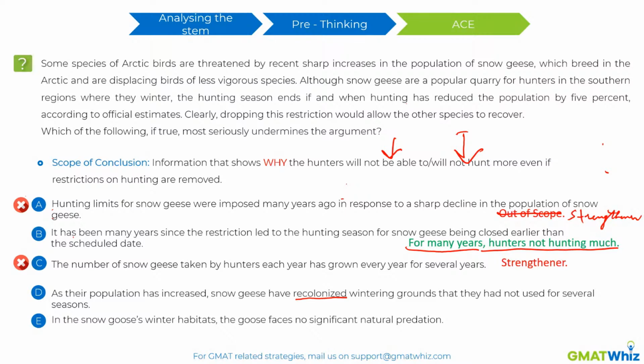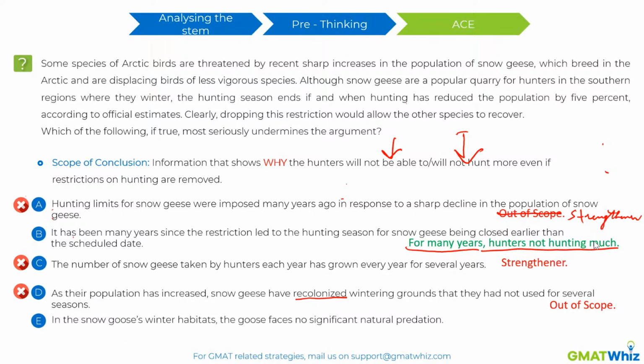Shoradip, the 5% you are thinking of a particular day, all right? What the choice suggests is broadly that hunters haven't been hunting much. Okay, so C can be ruled out, D can be ruled out because it is not falling within the scope. It is out of scope. It doesn't tell me whether the hunters will hunt more or not, and that was my scope. So D is out. In the snow goose's winter habitats, the goose faces no significant natural protection.